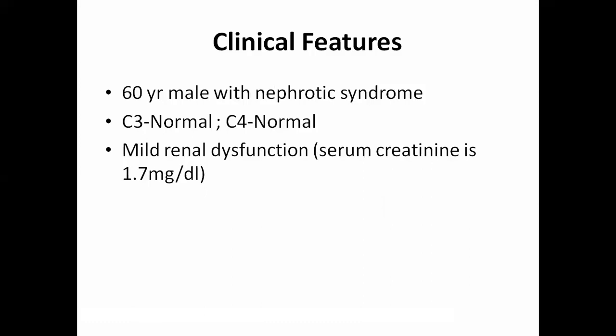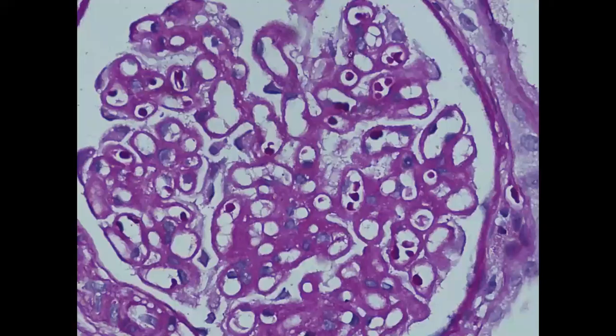Another case, a 60-year-old male with nephrotic syndrome, C3 normal, C4 normal, mild renal dysfunction, serum creatinine was 1.7. So looking at this glomerulus, what do you think? I need to be asking questions also. So participants, tell me, how does this glomerulus look different from a routine primary idiopathic membranous glomerulonephritis? Can anybody tell me?